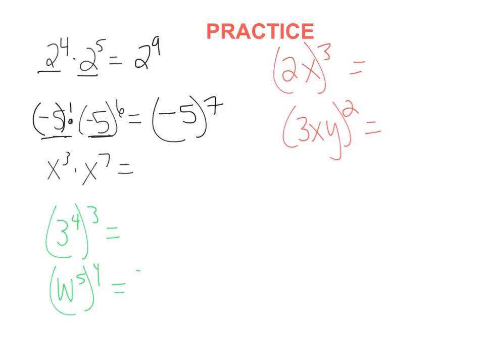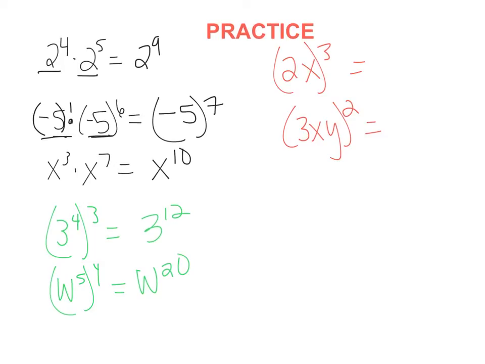For our third example, again, go ahead and add them. You're going to get x to the 10th power. For our next two sets of problems here, we have a power of a power, so we are going to multiply our exponents here to give us 3 to the 12th power for our first one, and then w to the 20th power for our second one.